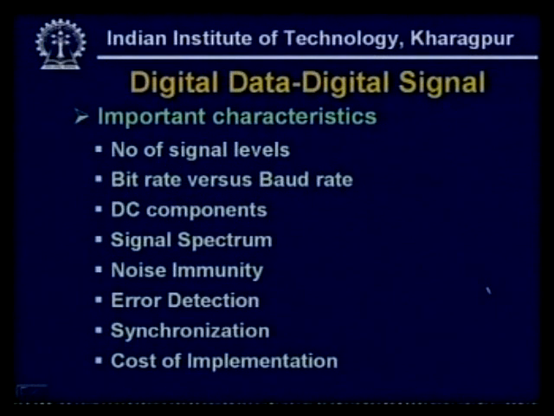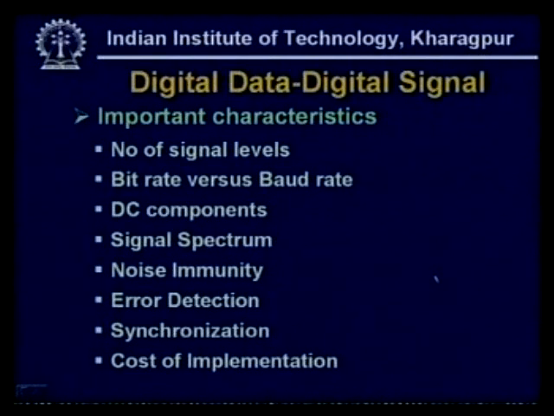What are the important characteristics that we have to consider for line coding? Here are some of the important characteristics. The first one is the number of signal levels. As we do the encoding, the number of signal levels can remain 2, because it is binary data. It can be coded with 2 levels, or you can do multi-level encoding.